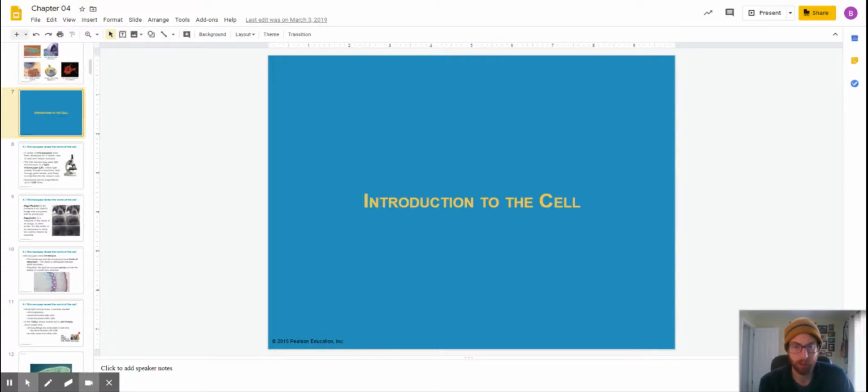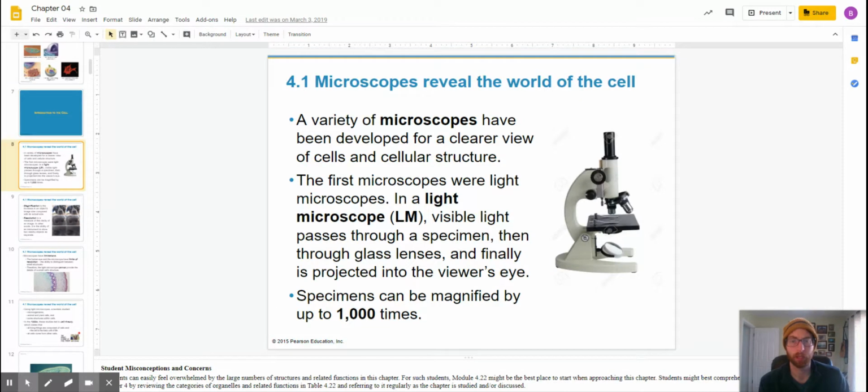All right, the first section, Introduction to the Cell, we'll be talking about microscopes. So the microscope, the light microscope, is the first, I guess, most primitive type of microscope. We're using beams of light as well as curved glass or mirrors to magnify an object. Specimens can be magnified by up to 1,000 times, which is a relatively huge limitation for small specimens.